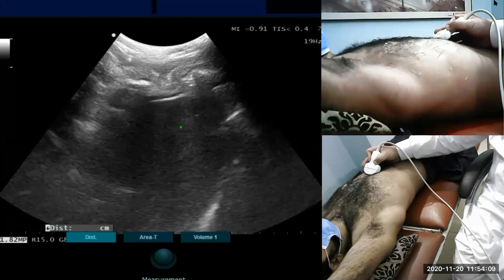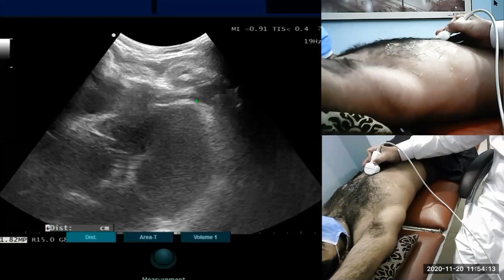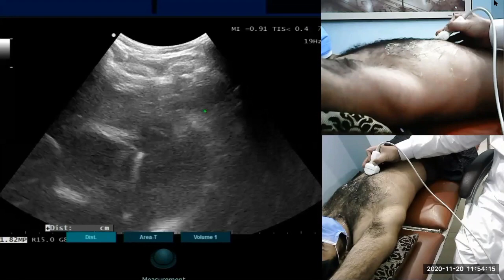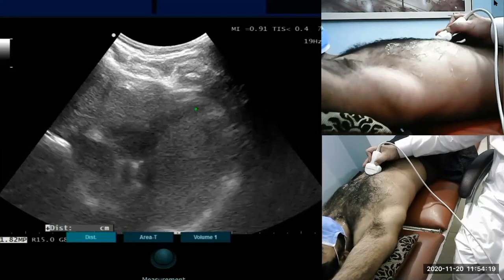There we are. So this much space is normal at the apex. This is transhepatic view. You can see the heart.